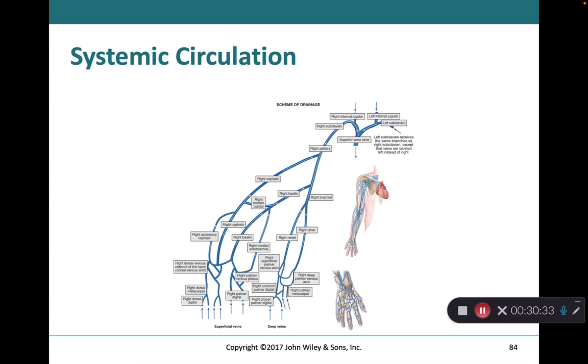Okay, veins of the upper limb. Again, as always, we're just going through the right, but left is the same. Okay, so since this is draining back to the heart, I want to start down here. So we have the palmar digital veins here. Those drain into the palmar arch.